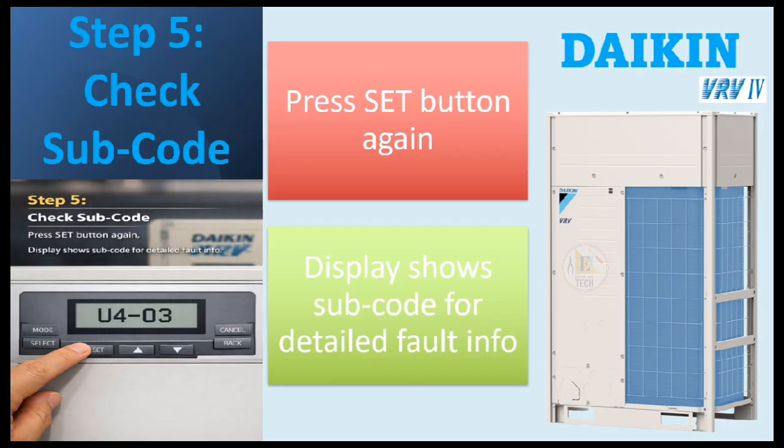Step 5. Subcode verification. To obtain detailed fault information, press the set button again. The display will show the subcode, which provides precise identification of the affected component, circuit, or operating condition.